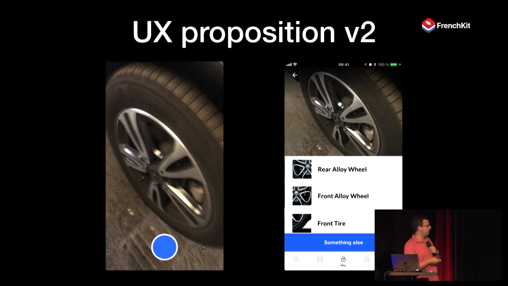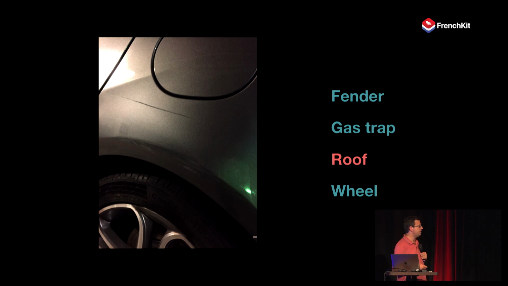I take a picture and propose to my user the best results for these pictures and to choose between all these zones. But what happens if the model gives me really strange results? I can choose between a fender, a gas trap, and a wheel, but it's not a roof, it's really not a roof. So my app can't show that.